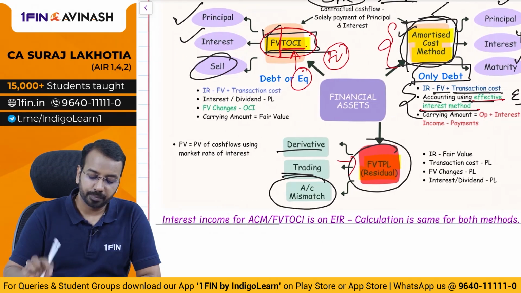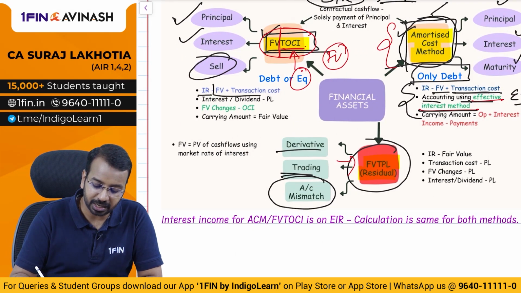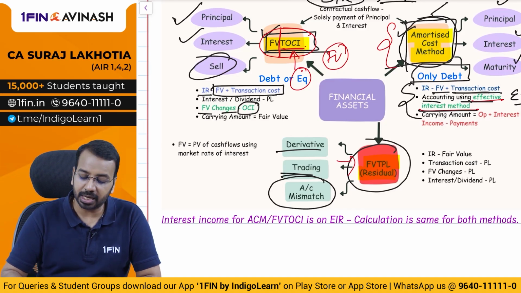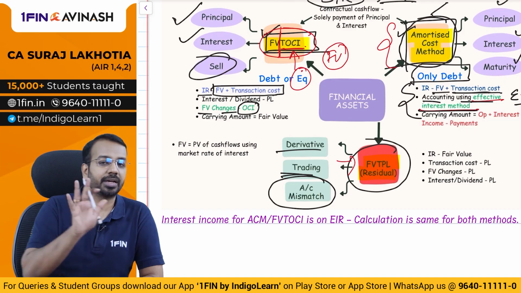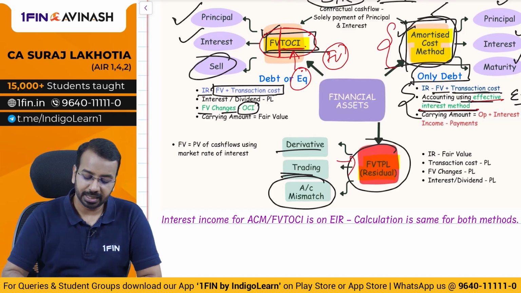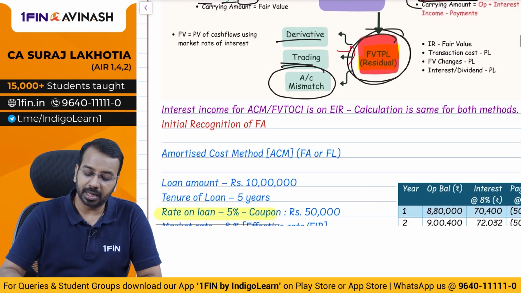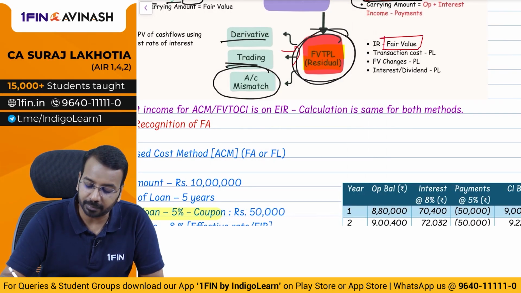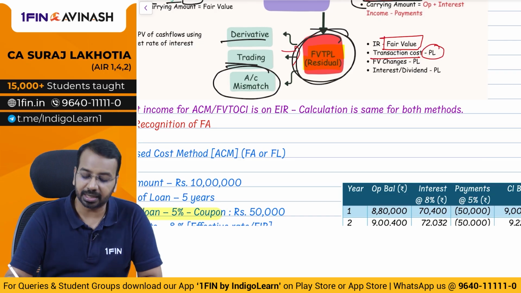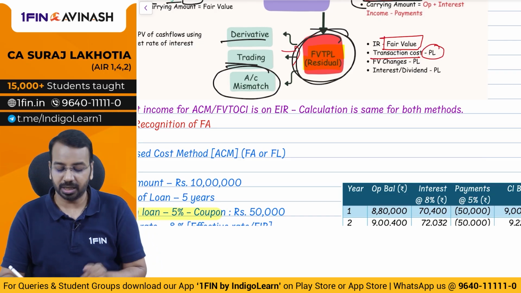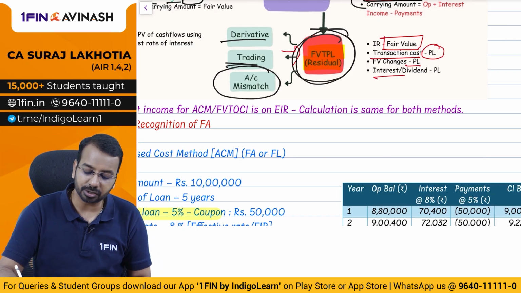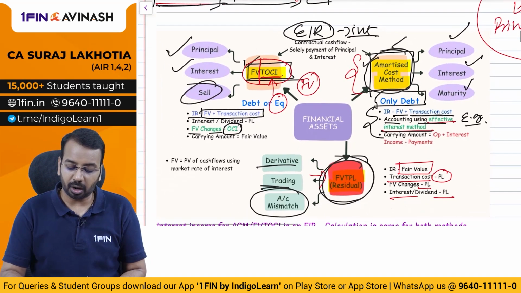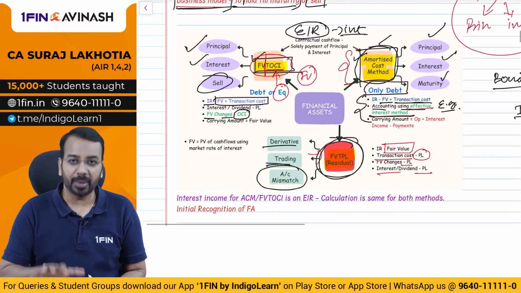When it comes to FVTOCI, initial recognition is again fair value adjusted for transaction cost. Fair value changes are recognized in OCI, interest is accounted using effective interest method. Okay. Then, in case of FVTPL, here is what you have to keep in mind. The initial recognition is at fair value only, whereas transaction cost is directly recognized in P&L. And any fair value changes are also recognized in P&L, interest or dividend is also recognized in P&L. Right. So, this is the summary of accounting of all of these three methods.